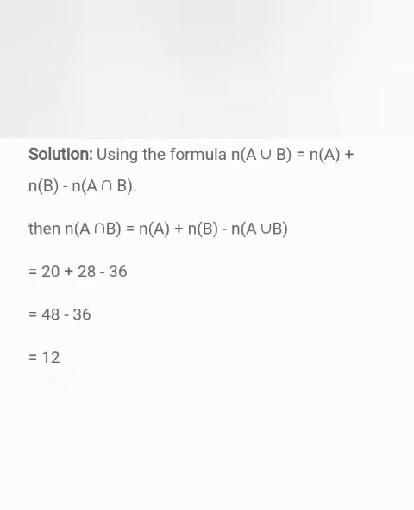So, how will you proceed? You have to write the formula first, then you put the values in the formula. So, 20 plus 28 minus 36, you are getting 12. Always remember, number of elements in A intersection B is equal to number of elements in A plus number of elements in B minus number of elements in A union B. This is one formula where you are just using your givens and getting the answer.